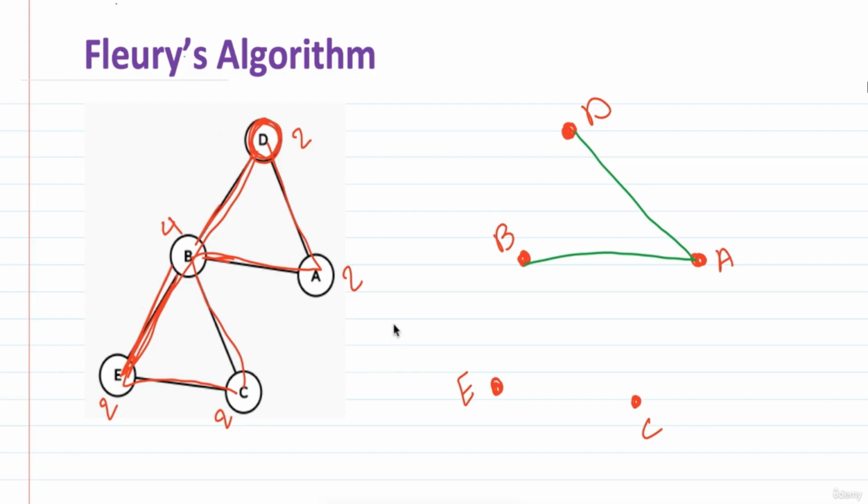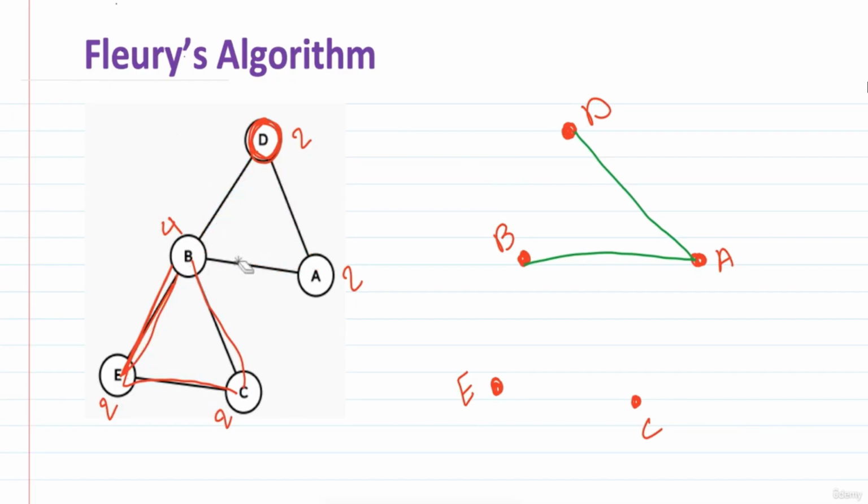So basically what you do, you start at a vertex and you go through an edge that is attached to that vertex, and then you delete that edge in your replica. If deleting that edge in the replica makes the graph disconnected, then you do not go through that edge. You go through another option if you have. And then you repeat this process until you have an Euler circuit.